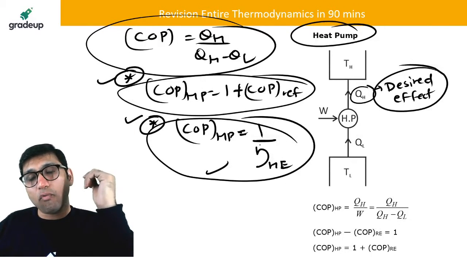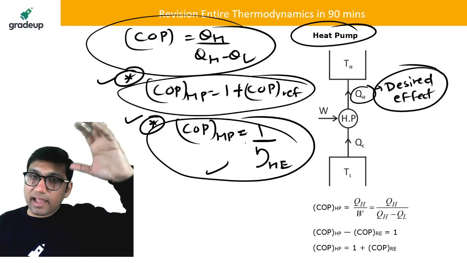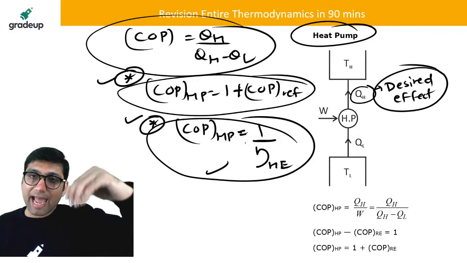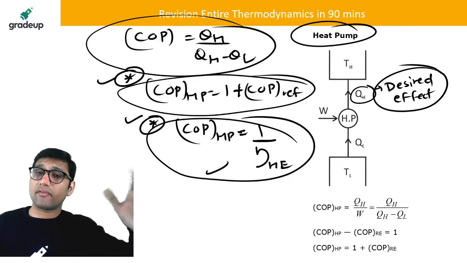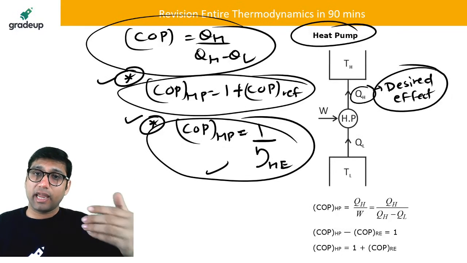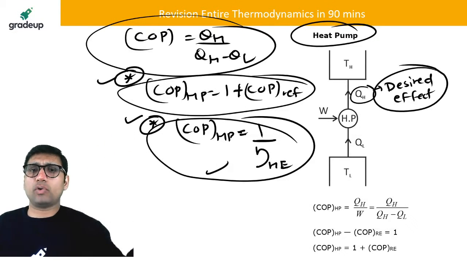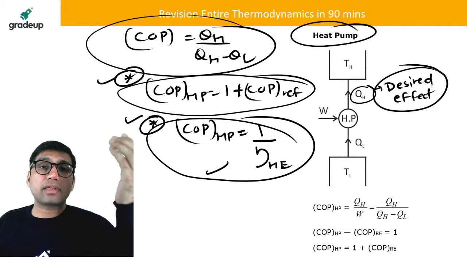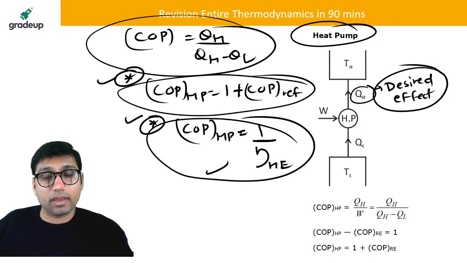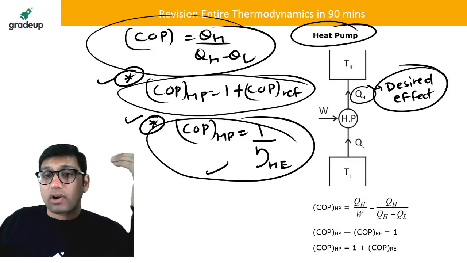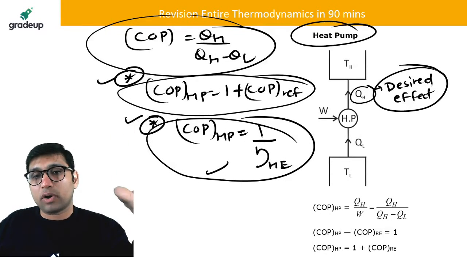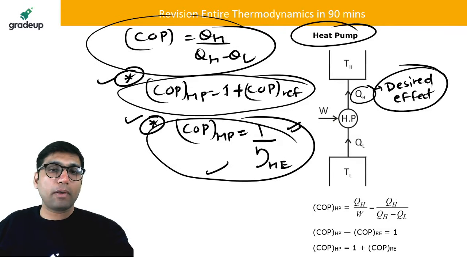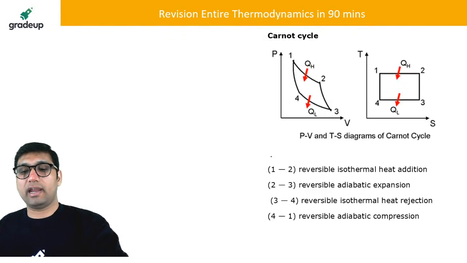Now, one question comes in the exam that there is an engine and you are reversing that engine and converting that into a device which takes work as input. You have to find the COP of the reverse Carnot cycle. So, what is the reverse Carnot cycle? I will tell you about that. Don't worry. For right now, you have to remember this relation: COP of heat pump is equal to 1 plus COP of refrigerator, and COP of heat pump is equal to 1 by efficiency of heat engine.